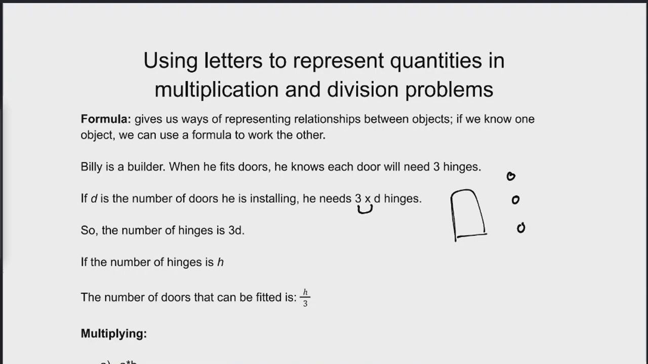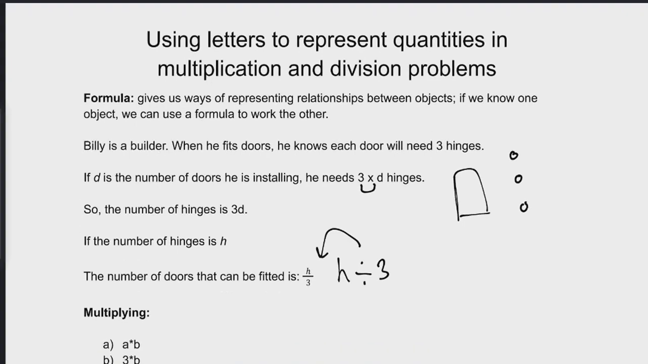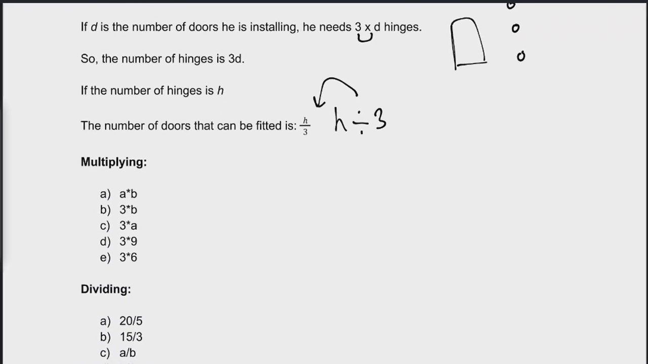Now, if the number of hinges is H, the number of doors that can be fitted is going to be H divided by 3, which in algebra, we simply write in fractional form as H over 3. Okay, so we're just going to get used to this new way of writing multiplications.